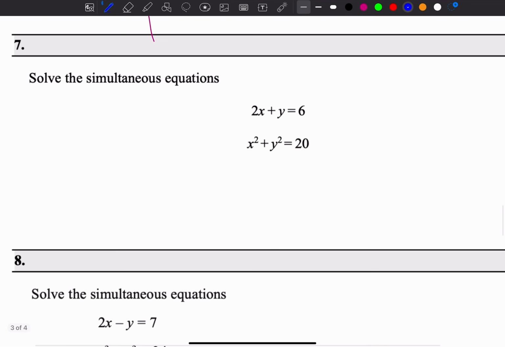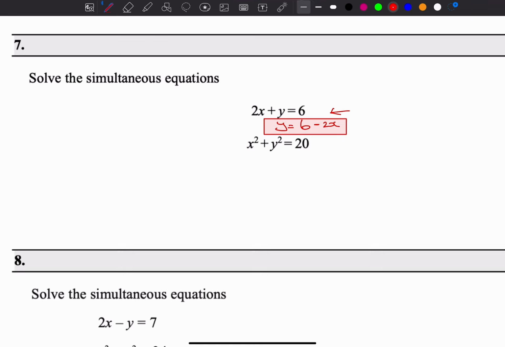This one you have to make it the subject. So what do you make the subject in here? Remember, this is what we got to look at. So make the y the subject. y equals, move the 2x to the other side, 6 minus 2x, not plus 2x, minus 2x. Then we substitute.